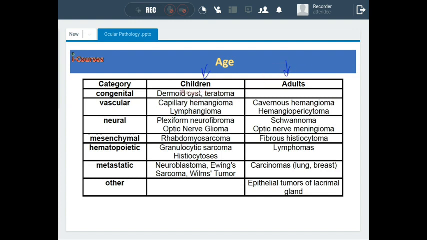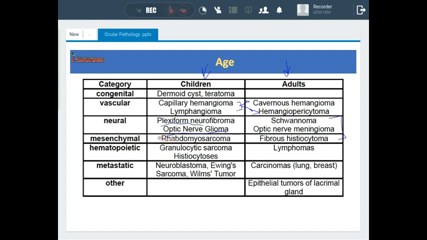For example, for children, we have the dermoid cyst. The capillary hemangioma and lymphangioma are present in children, in contrast to cavernous hemangioma or hemangiopericytoma, which is a tumor arising from the pericytes lining the capillary walls. Also, the neurofibroma, plexiform neurofibroma, and the optic nerve glioma typically occur in the first 10 years of life, while in adults, the schwannoma and optic nerve meningioma occur more in middle age.